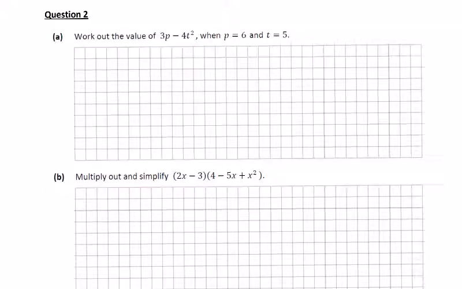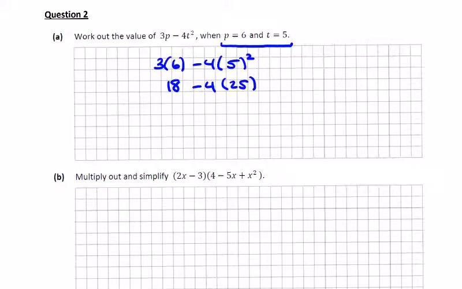Question 2, part A, substitution. Given P and T, work out the value of 3P minus 4T squared: 3 by 6 minus 4 by 5 squared. Just type it into your calculator, it'll give you the answer. If you do it manually, 18 minus 4 times 25 is 18 minus 100, which is minus 82.